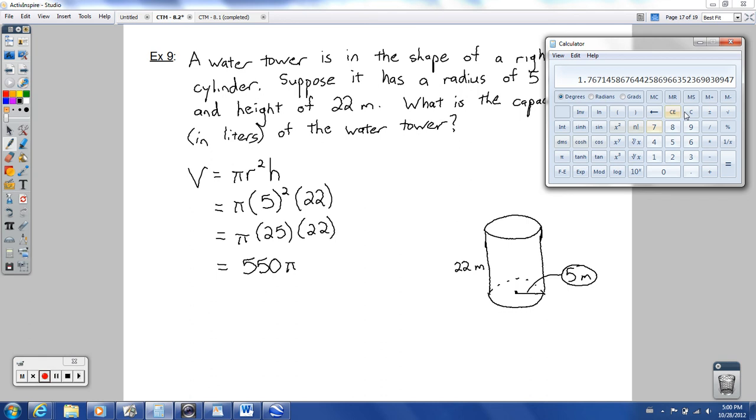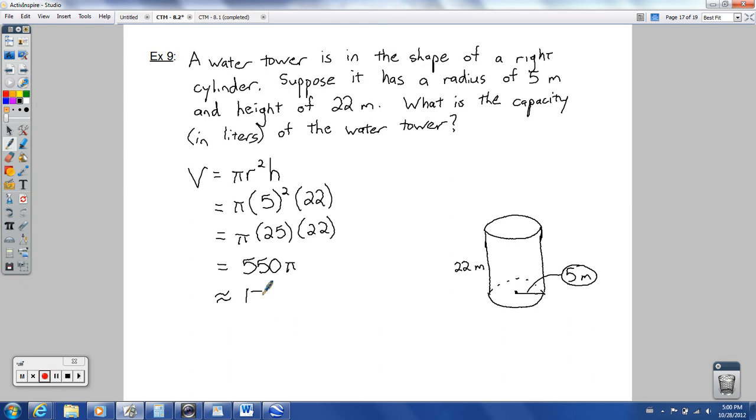Let's not use 3.14 because we have a calculator with the pi button here. So 550 times pi, that'll give me a better answer. That's approximately 1727.8. If I round that off to 2 digits, this 7 would go up to an 8 because this is 5 or higher. So I have 1727.88. That is in meters cubed.